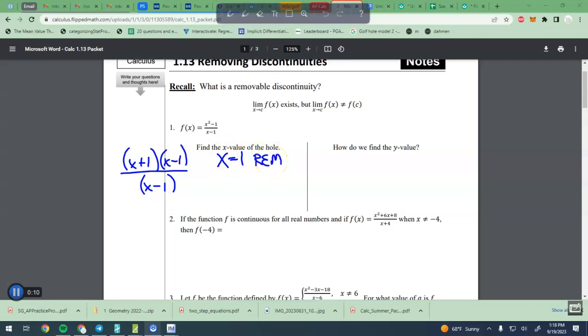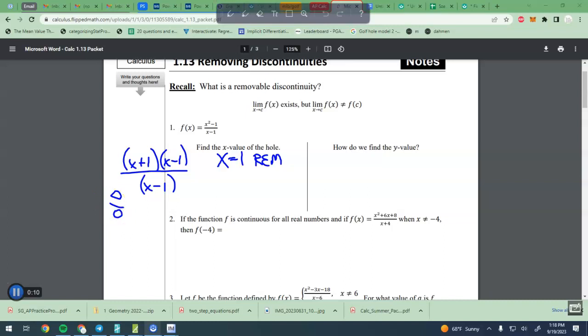And some people set the bottom equal to 0 and solve it, and you get 1. And then if I plug 1 back into the top, I'll get 0 also. So you get 0 over 0. That's another way you know it's removable. So a removable discontinuity is a hole. It's when the factors cancel, you take that solution, or it's whatever value gives you 0 over 0.